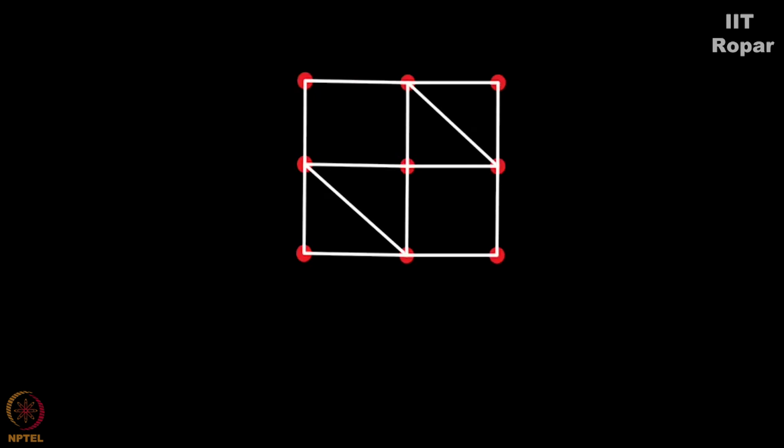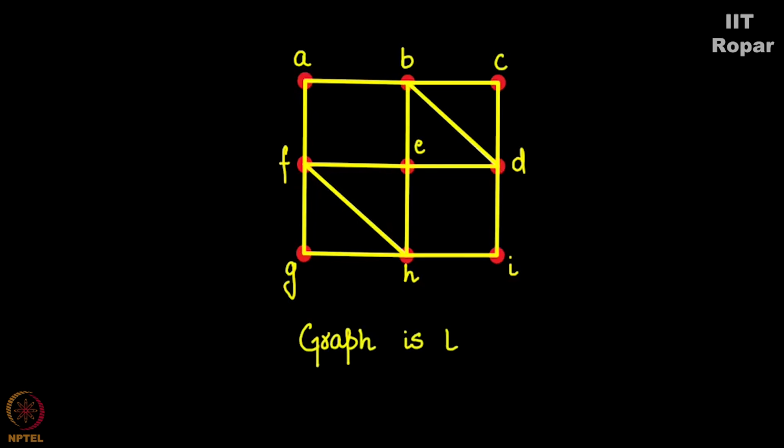Consider this last graph. This will be the last example. I'll label it as A, B, C, D, E, F, G, H and I. I'll start from, let me say, the center vertex E, E to B, B to A to F, F to G, G to H, H to F, F to E, E to D, D to, let me say, C, C to B. You see, here this is remaining, so I'll take that B to D, D to I to H and H to E. So we have reached back the vertex E. By covering all the edges, we have reached E and hence the graph is Eulerian.